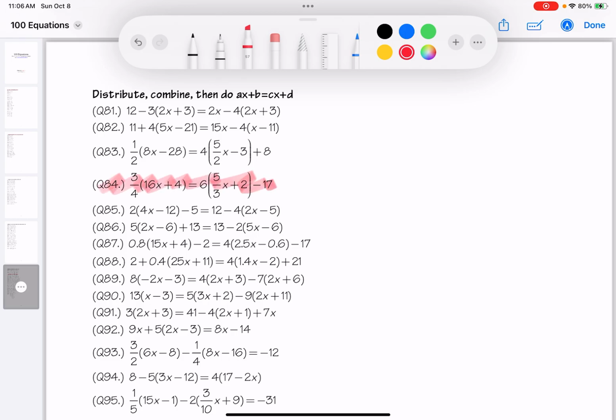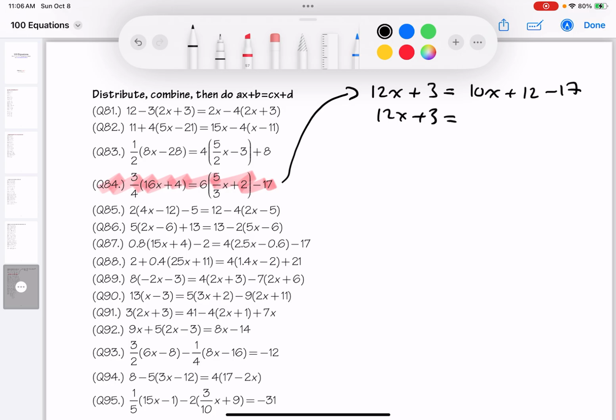How do I do that one over there? Well, I guess I'm going to distribute. What else can you do? So let's put this over here. 3/4 times 16 is going to be 12. Plus 3 equals, well, 3 goes in 6 2 times. 2 times 5 is 10, 10x. What do you get there? 12 minus 17. You get 12x plus 3. And you get 10x minus 5. I'm going to take 10x from both sides, and I'm going to take 3 from both sides. What do you get there? 2x. And there you get minus 8. So x appears to be pretty easy. Divide both sides by 2, minus 4.